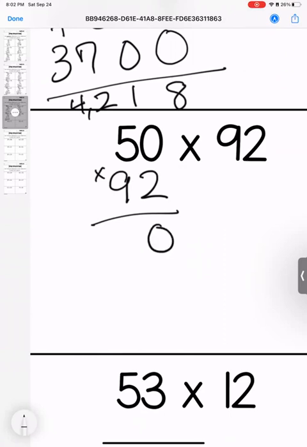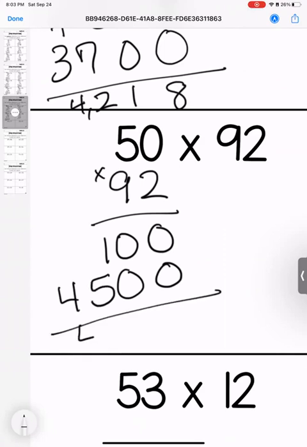Sliding over, 50 and 92. 2 and 0 is 0. 5 and 2 is 10. Place saving 0. 9 times 0 is 0. 5 times 9 is 45. When we add, we have 4,600.